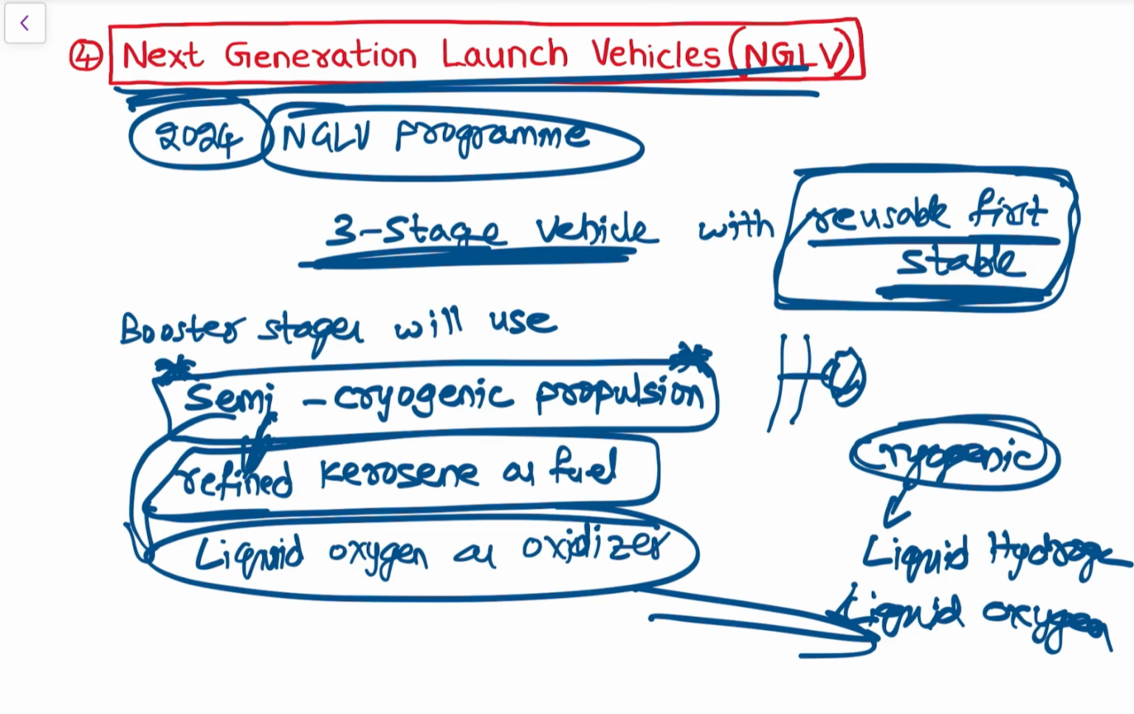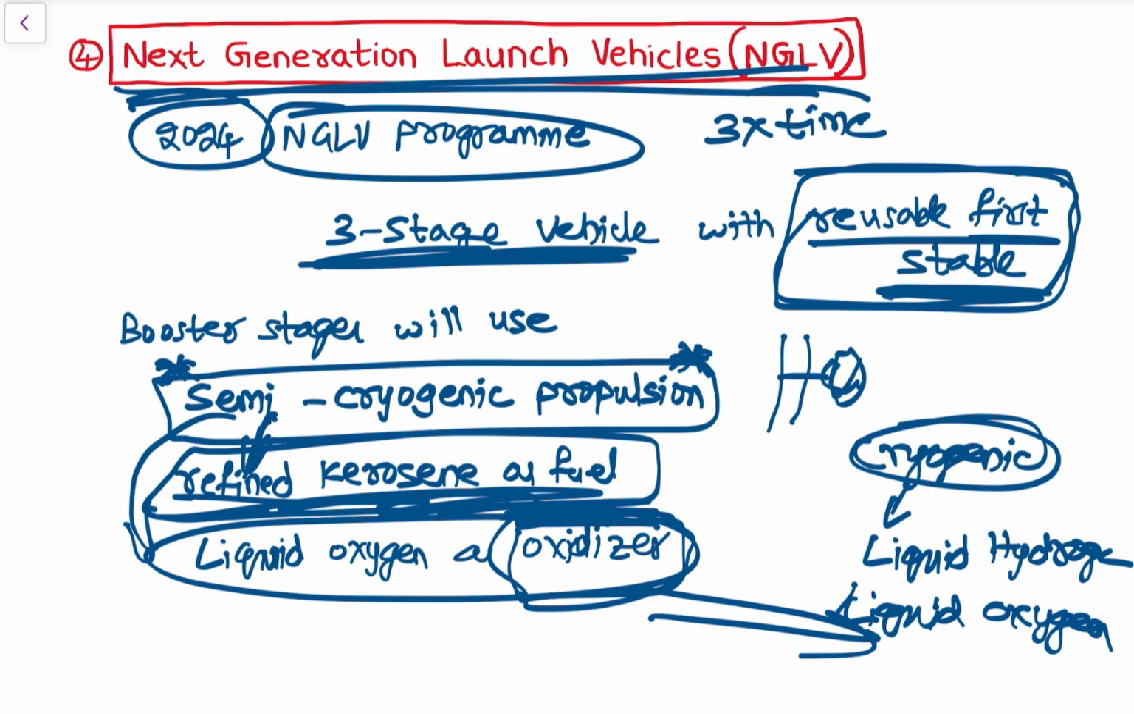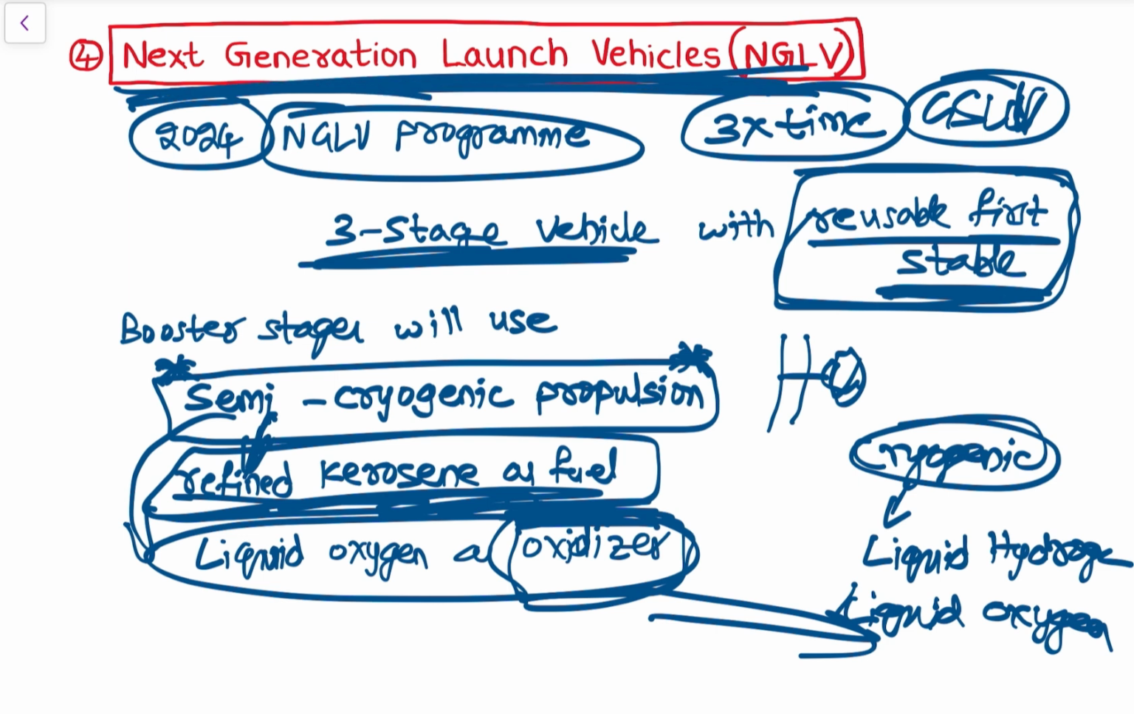So we need an oxidizer, oxygen, only then the fuel will burn, and refined kerosene as a fuel. That's why, while using this, it will increase 3 times the payload of the present GSLV, PSLV etc. Their payload will increase 3x. So that is the next generation launch vehicles. So these are the things.